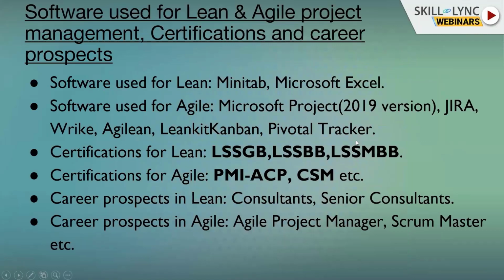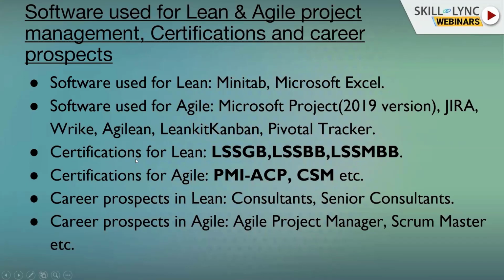Now, the last slide is the software used for Lean and Agile project management, certifications, and career prospects. The software used for Lean is Minitab. If some of you have done the Lean Six Sigma courses, then you must have heard about it. And Microsoft Excel, everyone knows about it. Software used for Agile: Microsoft Project, the latest 2019 version, is useful in Agile project management. Then Jira, Rally, Agile, LeanKit, Kanban, Pivotal Tracker. I will not be going into details about this software, as these are very vast and will take more time.